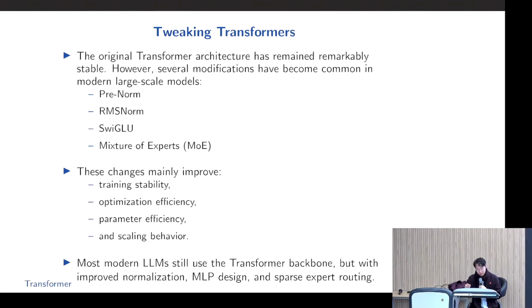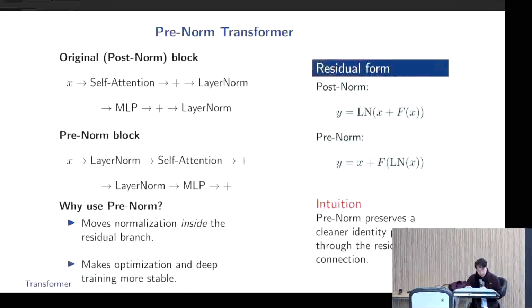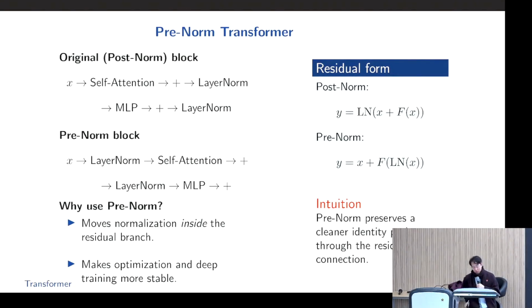So these days, there are several modifications that people have discovered that work more efficiently, which are pre-norm, RMS norm, SwiGLU, and MoE. We're going to talk about these today. They improve training stability, optimization efficiency, parameter efficiency, and scaling behavior. All right, so what are these tricks?